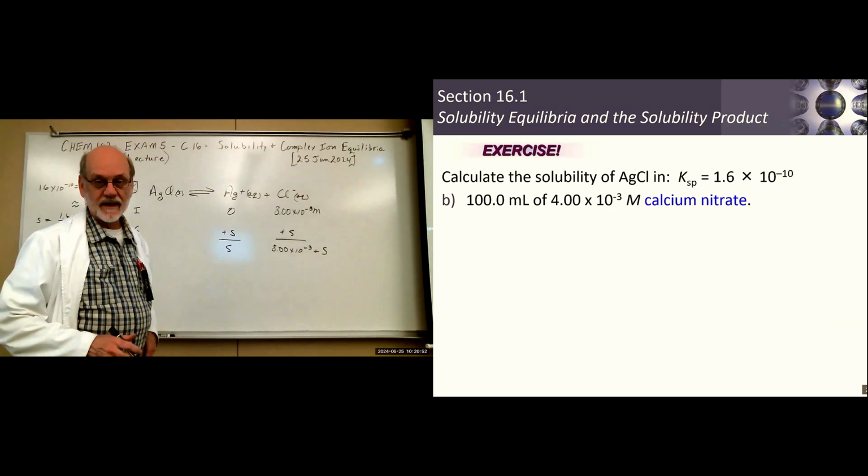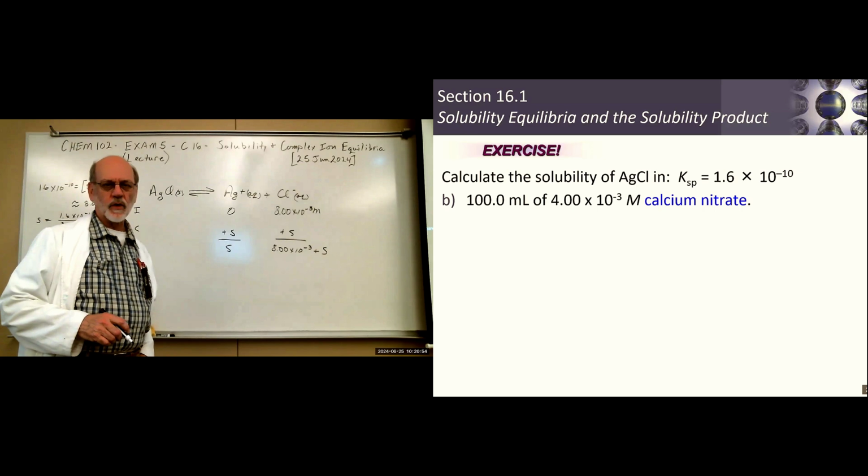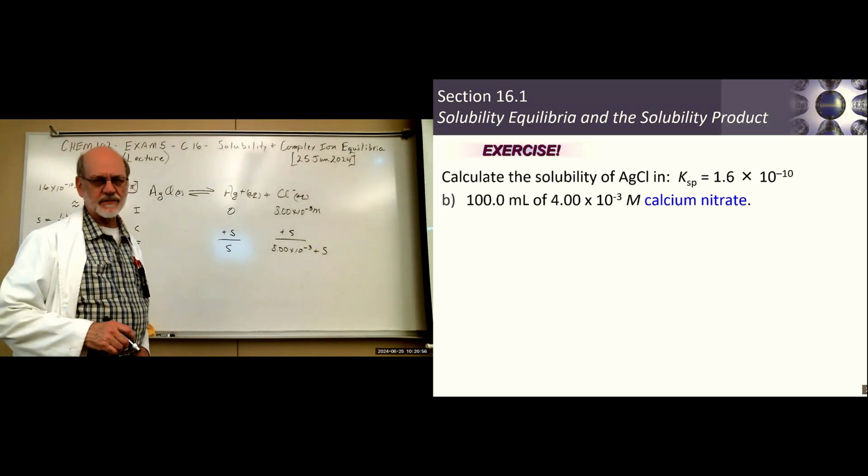All right. How about if we have 4 times 10 to the minus third molar calcium nitrate?